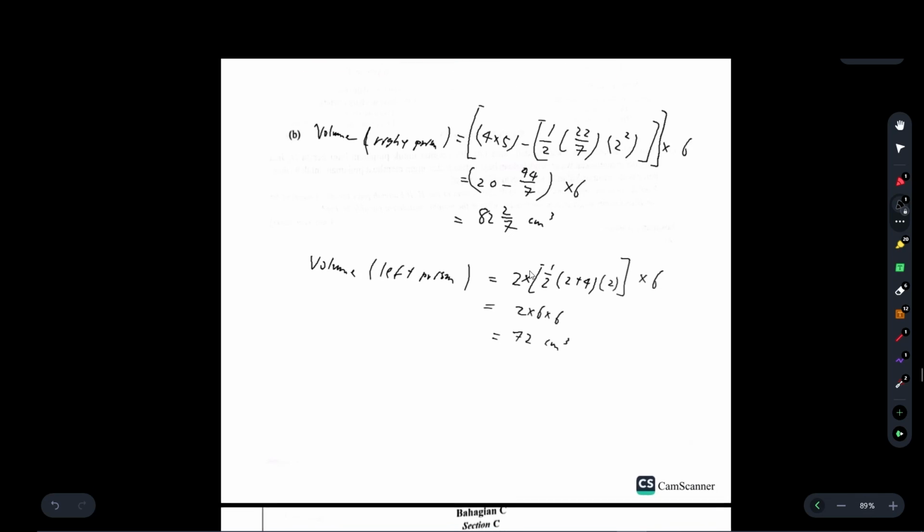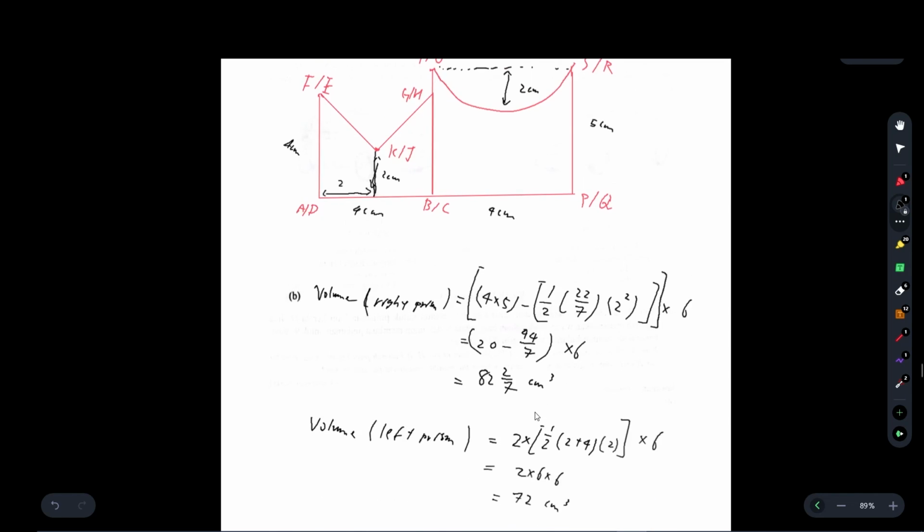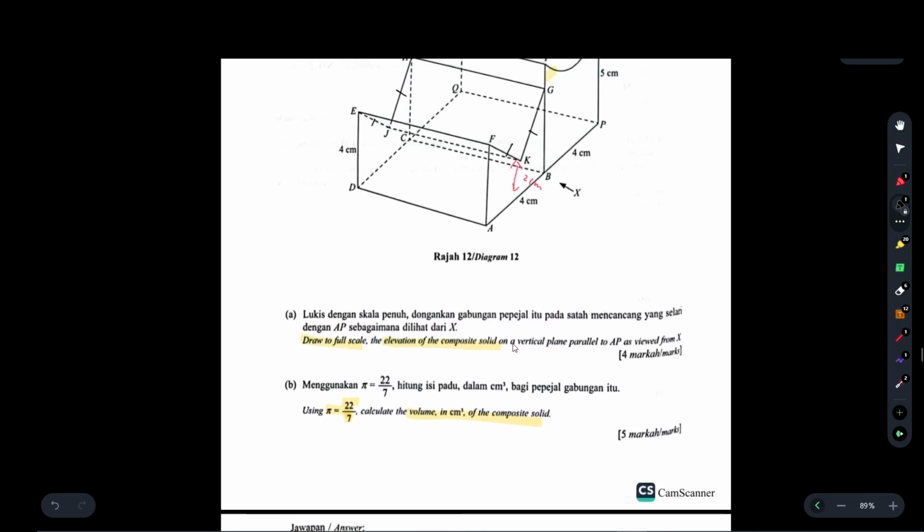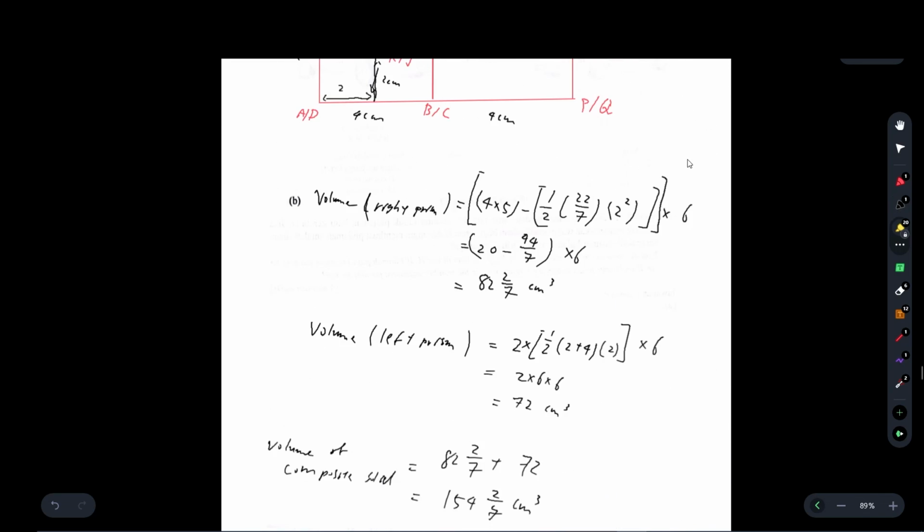And now we just have to add it all together and we will have the final answer. Volume of composite solid, we will have 154 and 2/7 centimeter cube, and that is the volume of this composite solid right here.